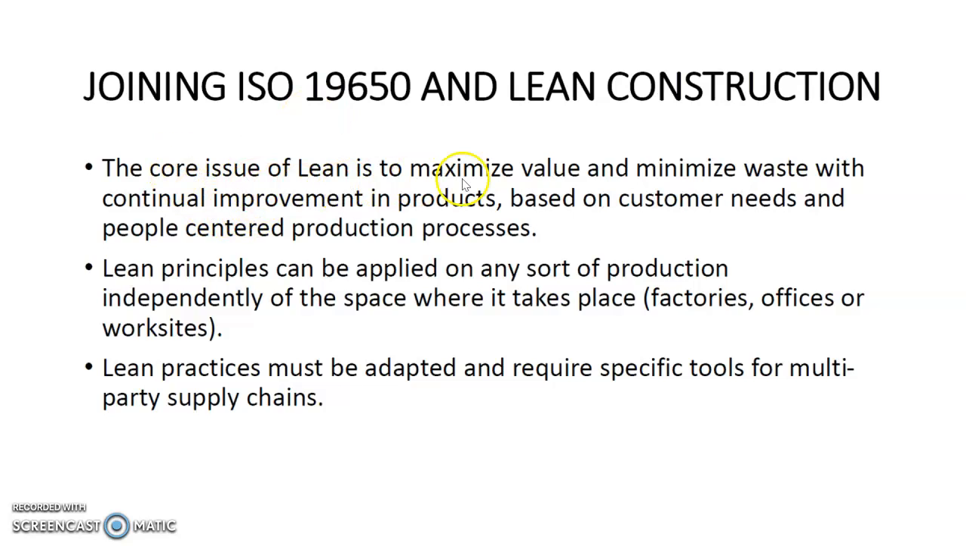The core issue of lean is to maximize value and to minimize the waste with continuous improvement in products based on customers' need and the people-centered production processes. And lean principles can be applied on any sort of production, including construction, independent of the space where it takes place. It can take place in a factory, office, or work site. But the key thing to take note is that the lean practices must be adapted and require specific tools for multi-party supply chains, which construction is very similar to, because construction involves multi-parties.